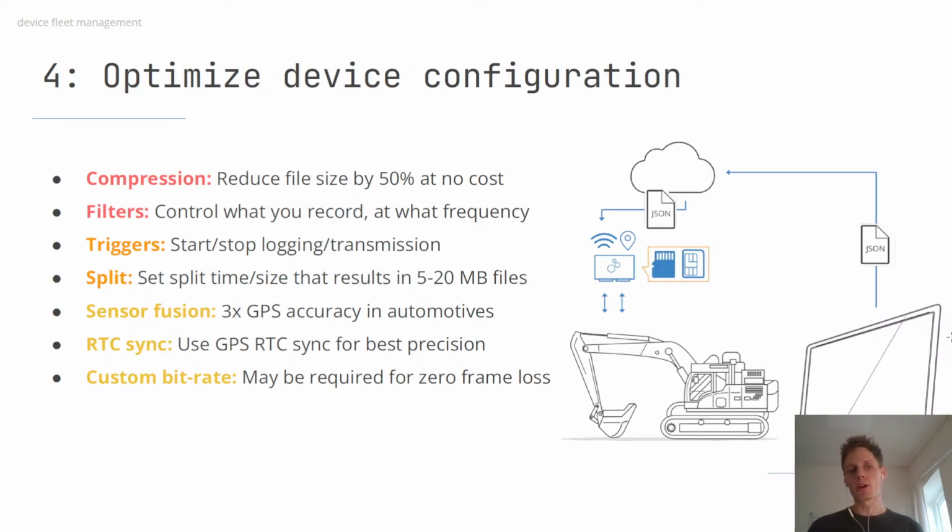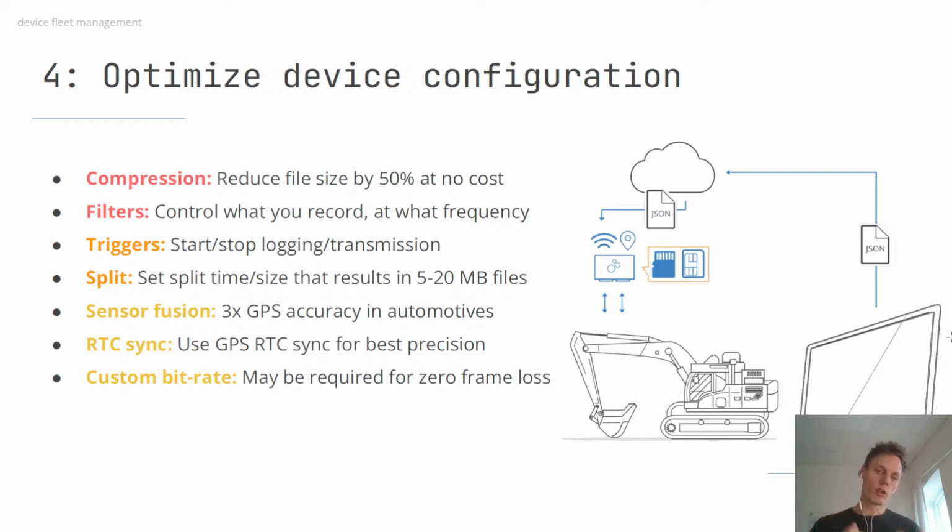You also want to consider a few other things. Triggers let you start and stop the logging as well as the transmission of data based on a CAN signal, like start logging when engine speed is above 500, stop logging when it goes below 300, whatever it might be. You can set that up quite easily in the configuration, and it can also help you reduce the amount of data you record, as well as ensure that you do not transmit data when a vehicle ignition is off while the device is still powered on, for example. You also want to consider what the split time or size is set to in your configuration file.